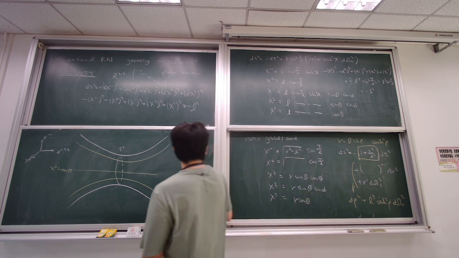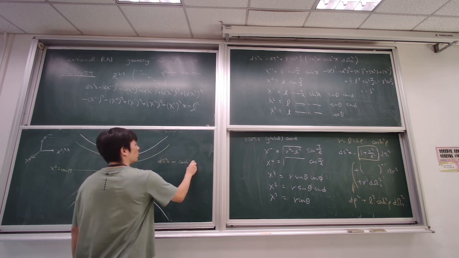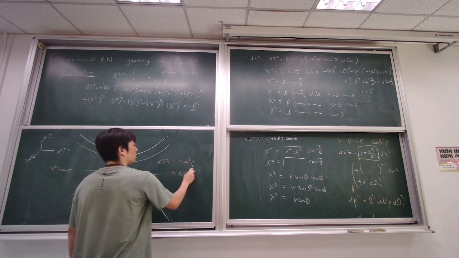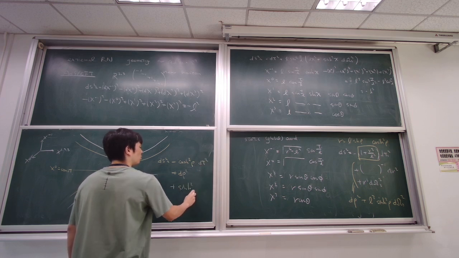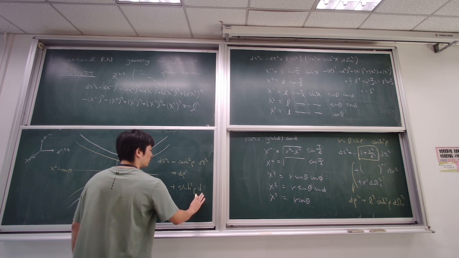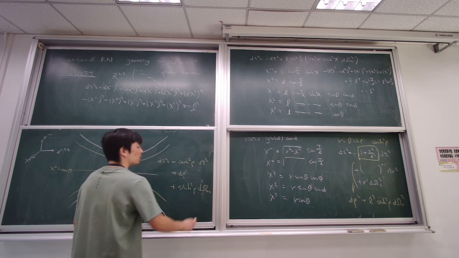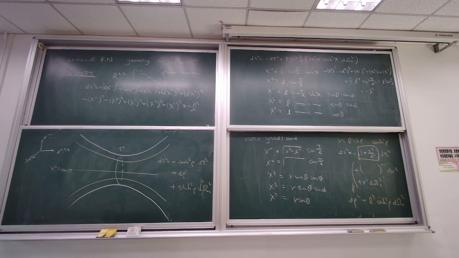So the metric, maybe I can write down again. ds squared is equal to minus cos square rho dt square plus d rho square plus sin square rho d omega squared. Something like that. Fine. So that's the coordinate.